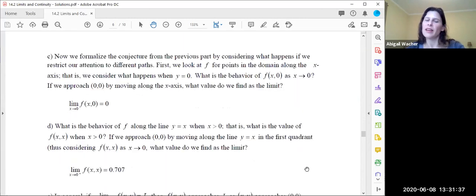So part C. Now we formalize the conjecture from the previous part by considering what happens if we restrict our attention to different paths. First, we look at f for points on the domain along the x-axis. That is, we consider what happens when y equals 0. What is the behavior of f of x, 0 as x approaches 0? If we approach 0, 0 by moving along the x-axis, what value do we find as the limit? Well, if we set y equals 0 in that function, the numerator is going to take over, and we're just going to get 0. And so the limit as x approaches 0 is still 0.